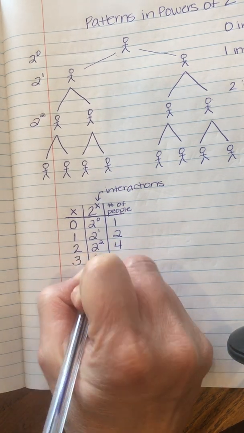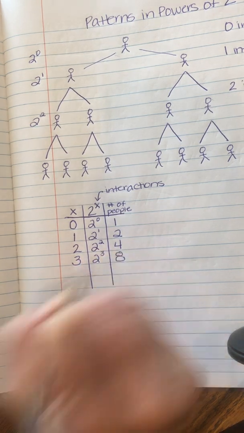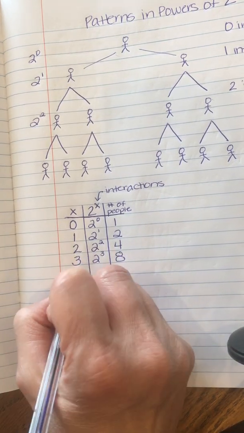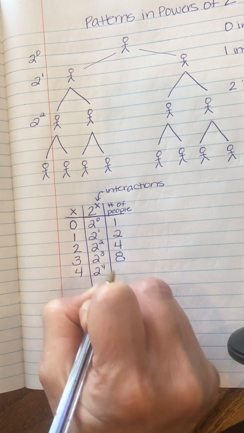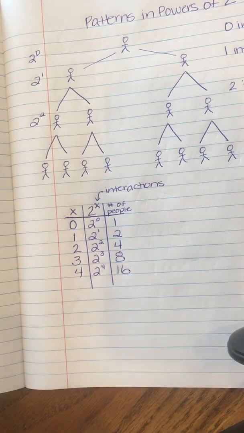If we had 3 interactions, 2 to the 3rd would be 8. 4 interactions, 2 to the 4th would be 16 people. And you can see how it just really starts to grow. This would be our exponential growth.